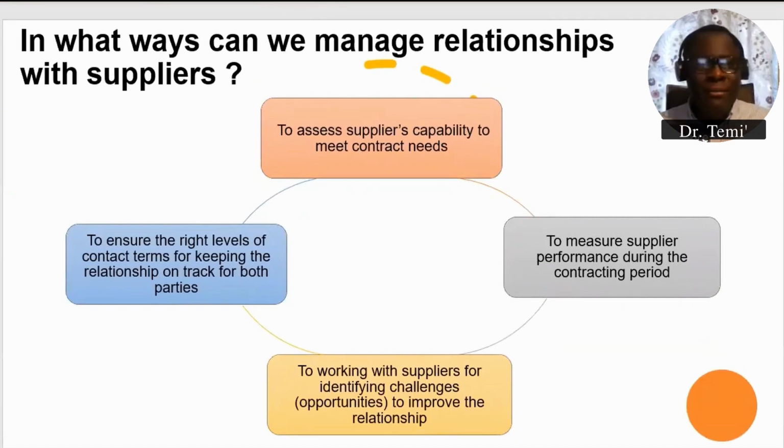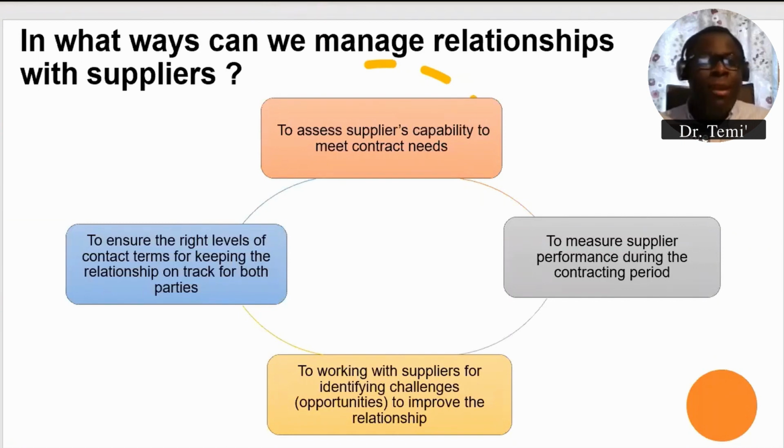Now let's move into the different ways by which we can manage relationship with suppliers. In what ways can we do that? There are various ways. I'm presenting 4 ways to you. There are more than 4, but let's look at these 4 ways. The first is that supplier relationship management could enable you to assess a supplier's capability to meet contract needs. So basically, an organization would want to know which supplier would meet their specification requirements.